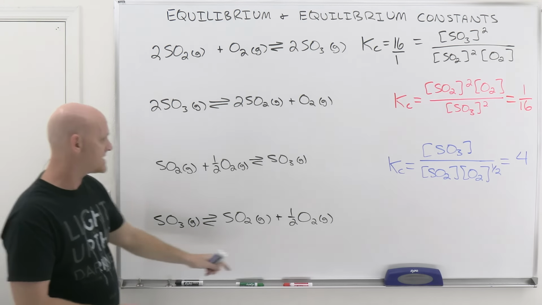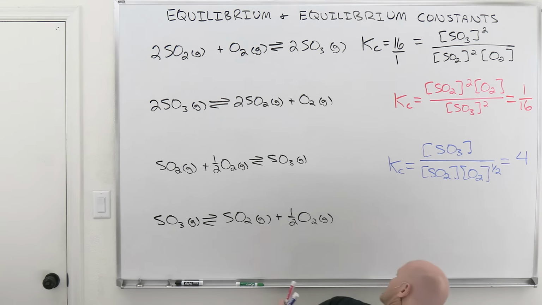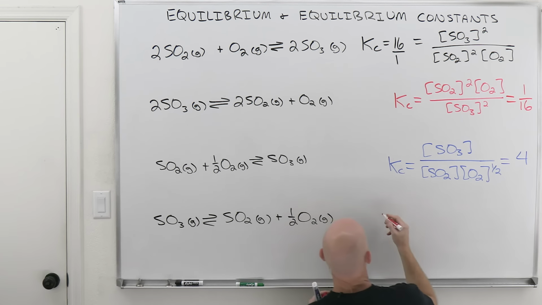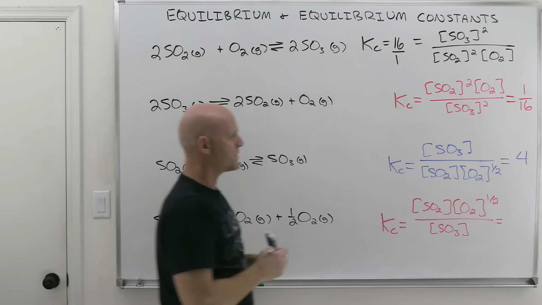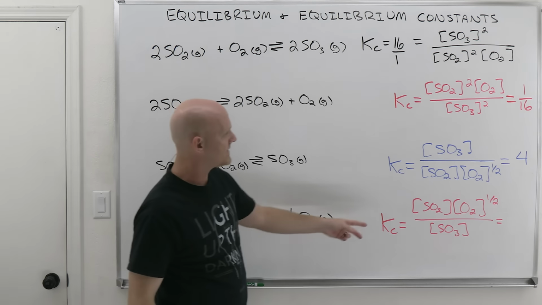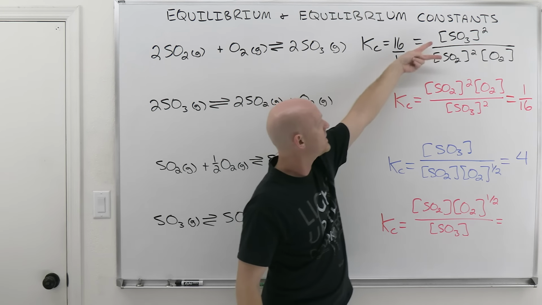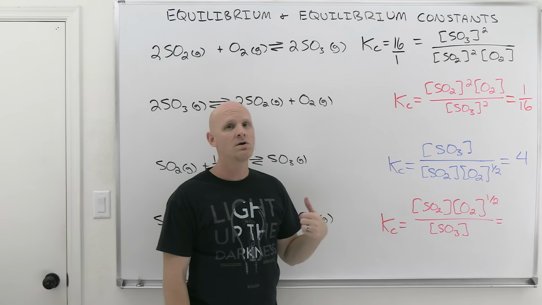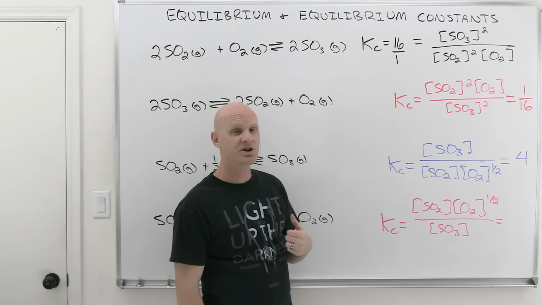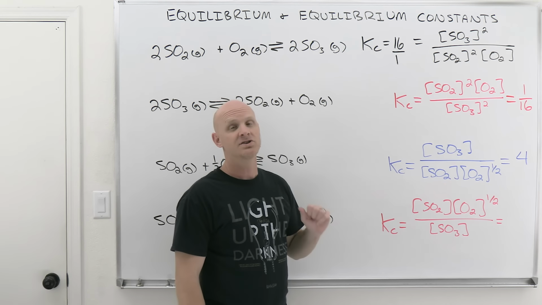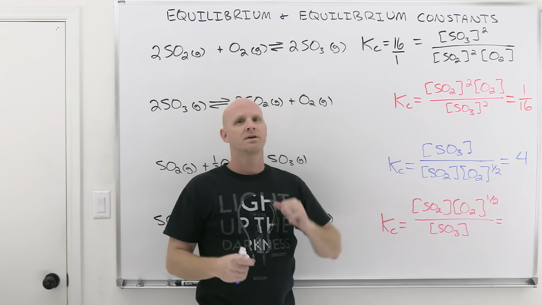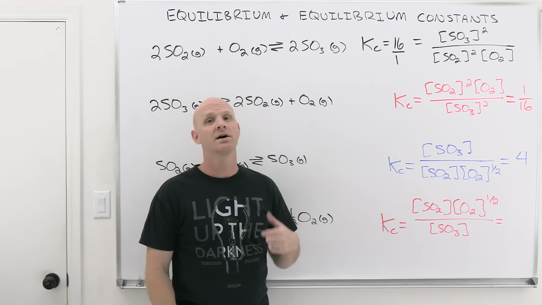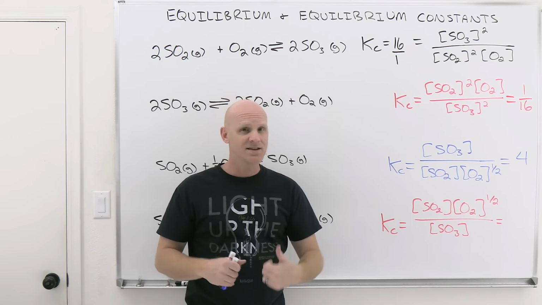So let's take a look at this last one here. In this last one, we not only reverse the reaction, we also cut it in half. All right, so there's our expression, and if again we related this back to the first one, we'd see that not only is it reversed, but also all the coefficients are cut in half, which again means square root. So reversing it means take the inverse. Cutting all the coefficients in half means take the square root. Now we've got to do both. We've got to invert it and take the square root.